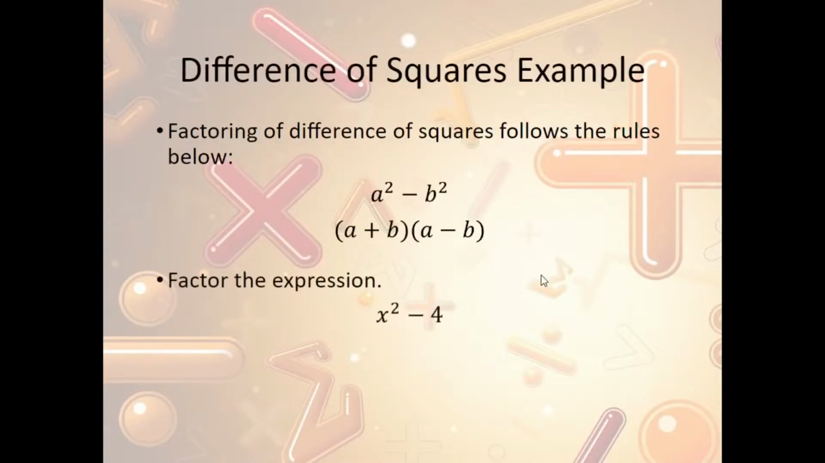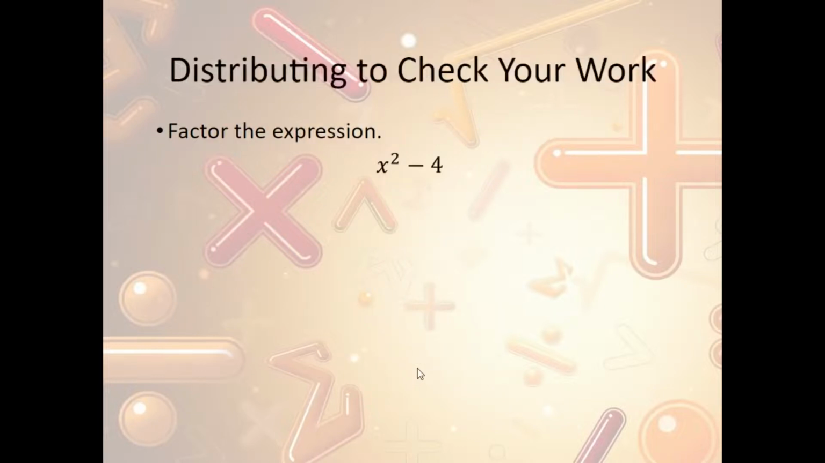X squared minus 4. Well, if we rewrite this, if we put it in this form, this is really x squared minus 2 squared. So when we write that, we would write x plus 2 times x minus 2. And that would be our factored version. So look at another example. We have x squared minus 4.